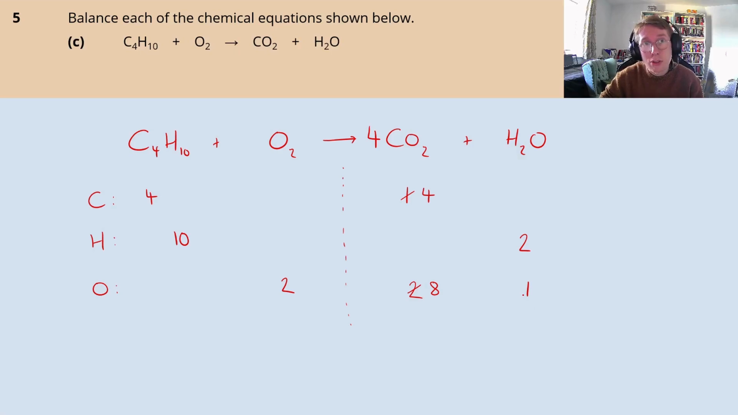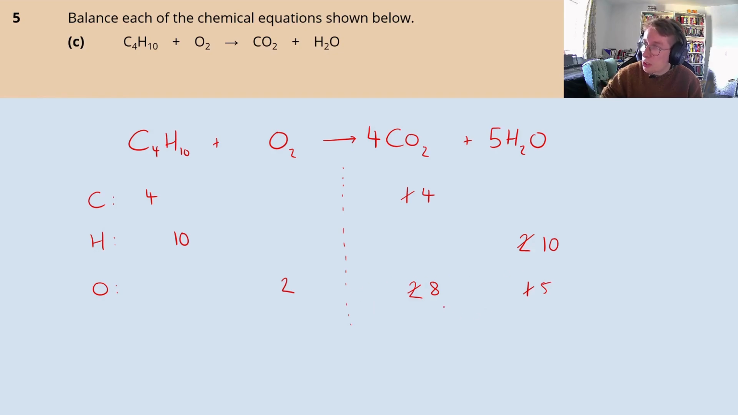Now let's deal with the hydrogens. So we've got 10 on the left. We've only got 2 on the right. So we need to put a number in front of H2O that will multiply by 2 in order to give us 10. So the number that we can multiply by 2 to give us 10 is 5. 5 times 2 equals 10. So that means hydrogens, we now have 5 times 2, which is 10. And number of oxygens, we've got 5 times 1, which is 5.